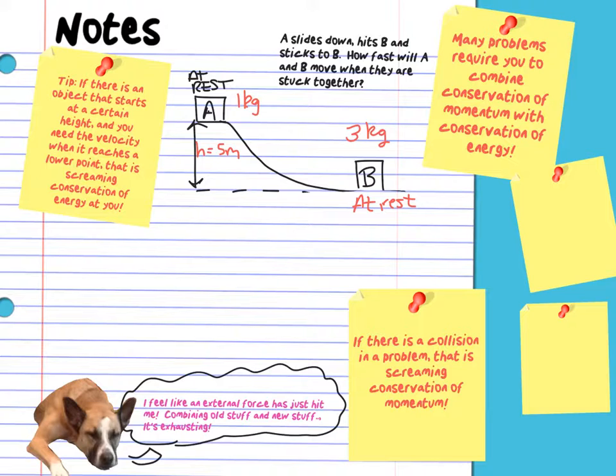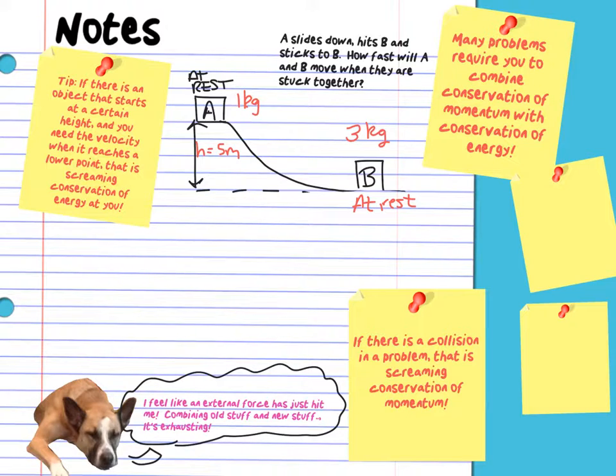All right, so if we set up the problem, box A slides down the little hill and hits box B and sticks to it. So how fast will A and B move when they are stuck together? All right, so if we kind of go through overall what needs to be done here, we can see that the box is at a certain height, and do we need to know the velocity at the bottom?